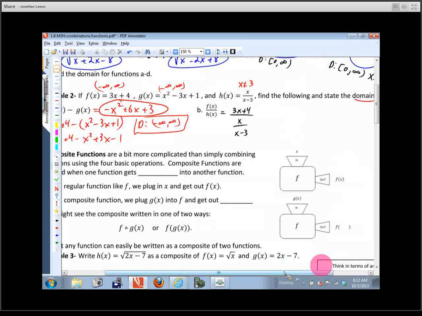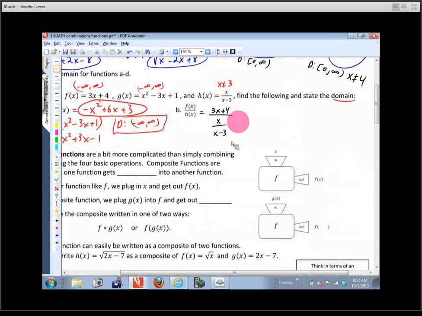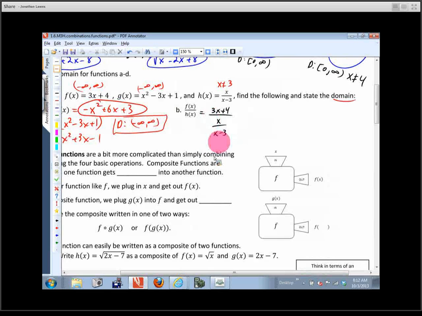That has a name. Does anybody remember what this is called? Yep. What is it, Tammy? Complex fraction. It's called a complex fraction. Do we ever divide by a fraction? Nope. I'm going to take this, I'm going to flip it over, and I'm going to multiply. So this is going to be x minus 3 over x. So when I multiply those together, here's what I get. I get 3x plus 4 times x minus 3, and then the denominator is x.